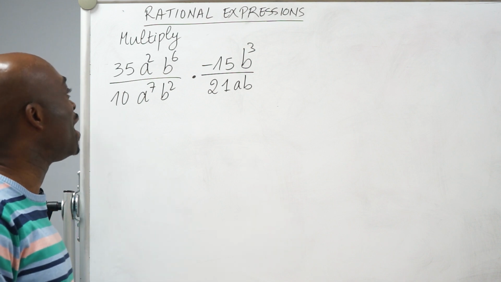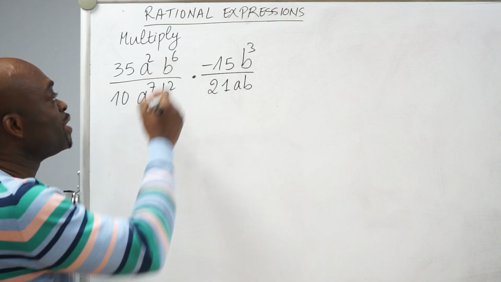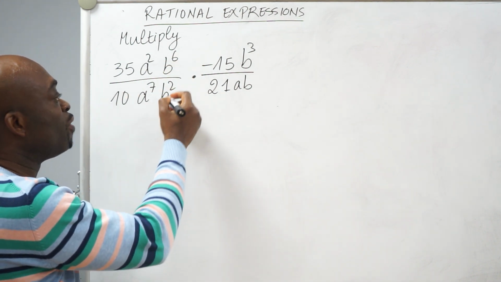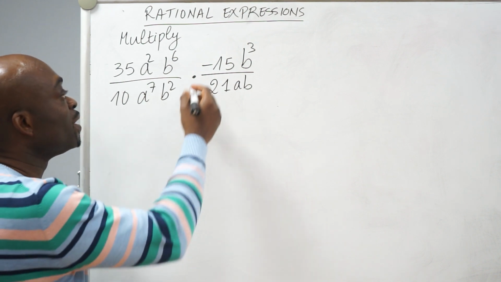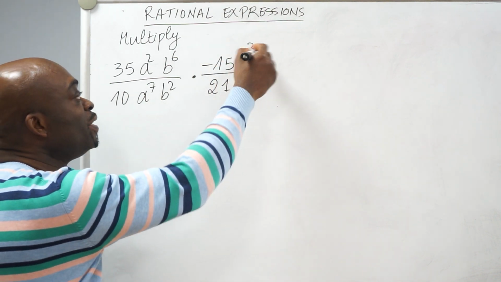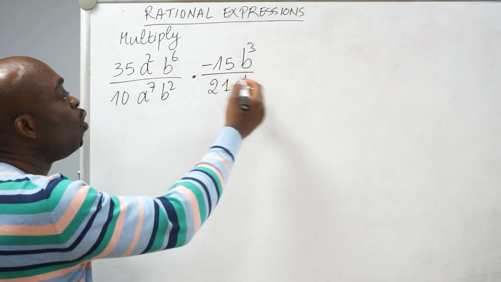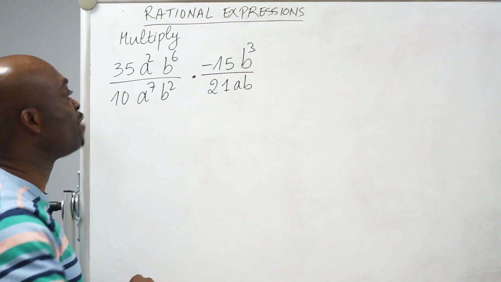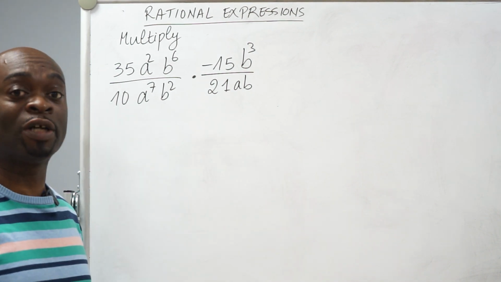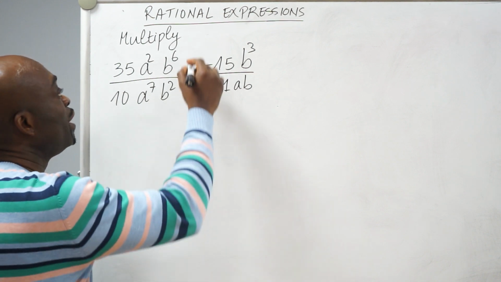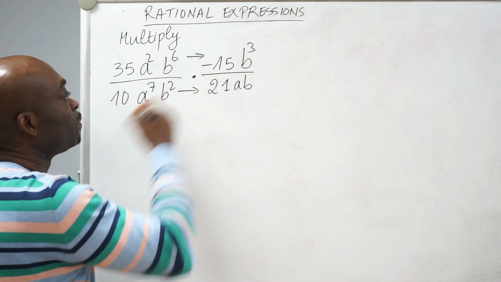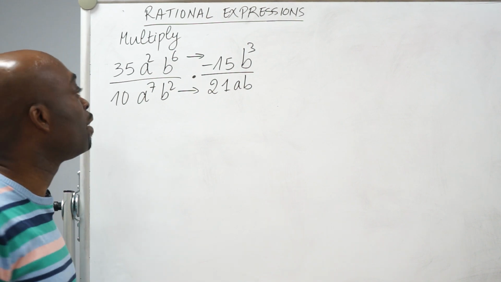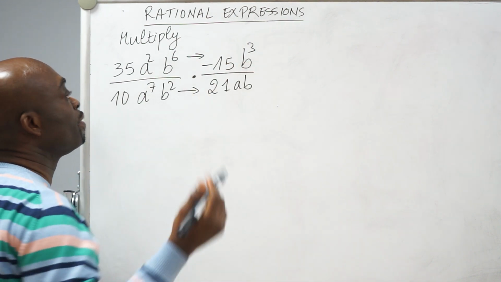We have 35 a to the second power times b to the 6 over 10 times a to the 7th power times b to the second power, times negative 15 times b to the third power over 21 a times b. All right? So this is what we want to multiply. One way of doing it is to multiply straight across, multiplying those two expressions.